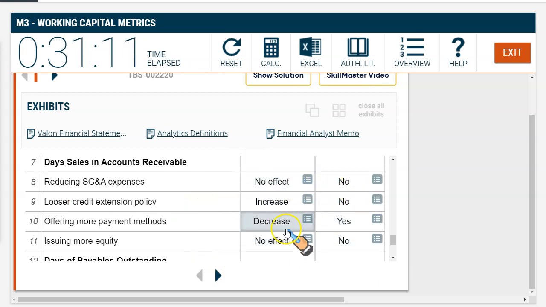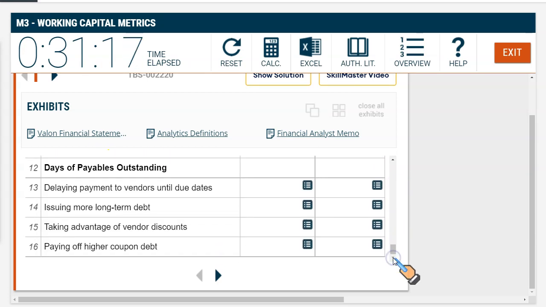So we have entered our responses on our strategies on days sales in accounts receivable. The last segment is days of payables outstanding, or the average payment period. Let us write down the formula first. The formula we use is the accounts payable divided by the cost of goods sold multiplied by 365.